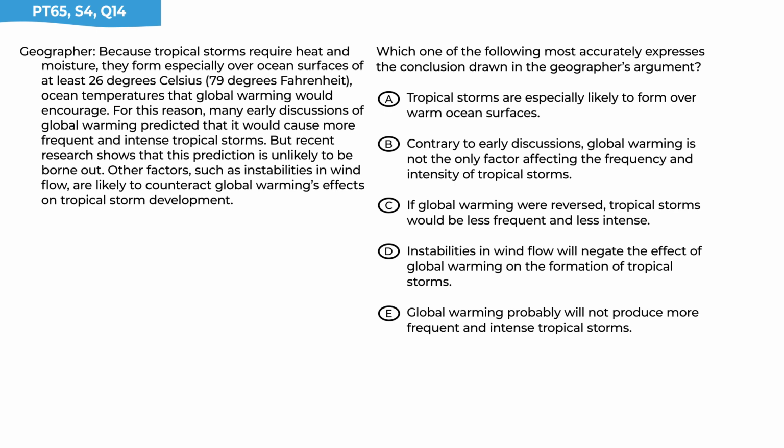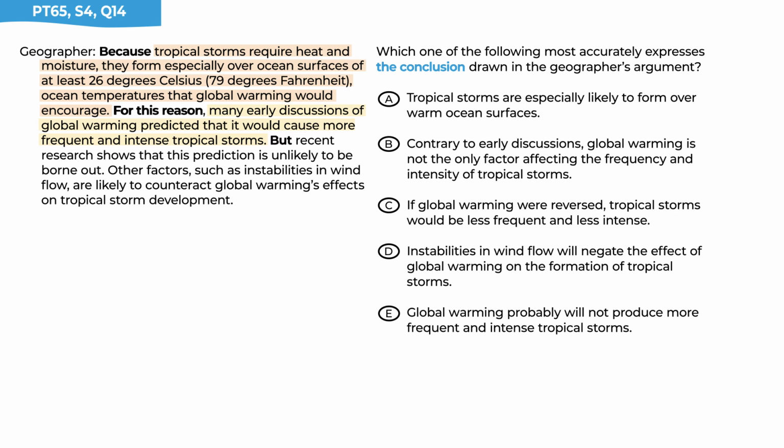All right, welcome back. The question is asking for the conclusion drawn in the geographer's argument. So we know we're looking for the conclusion, the main point. In this case, we can use language cues to a certain extent. In that first sentence, we see the word because, telling us that this is serving as support for something. And then in the second sentence, we get the words for this reason, telling us that what comes after is supported by what came before it. So now we have an evidence-conclusion relationship between the first and second sentences.